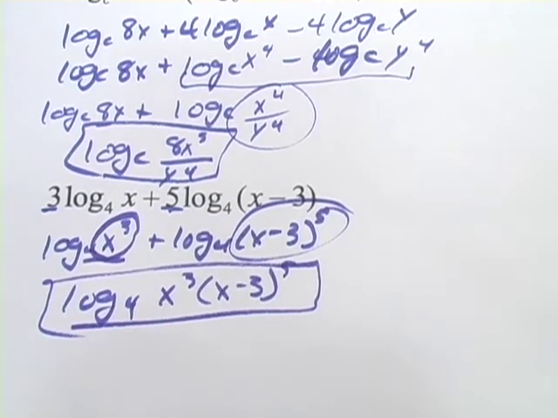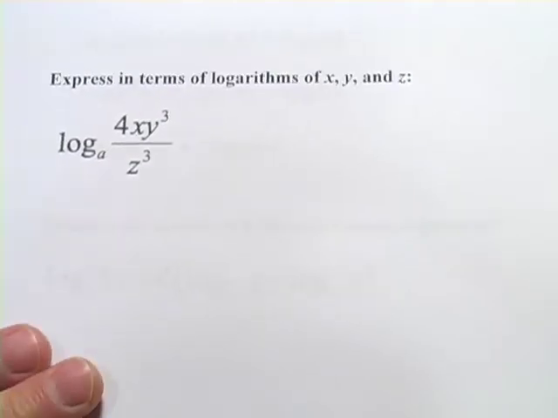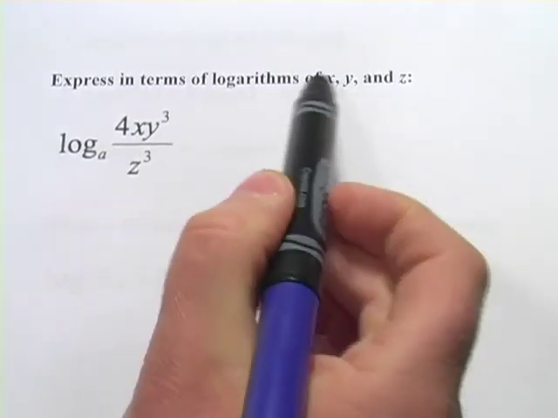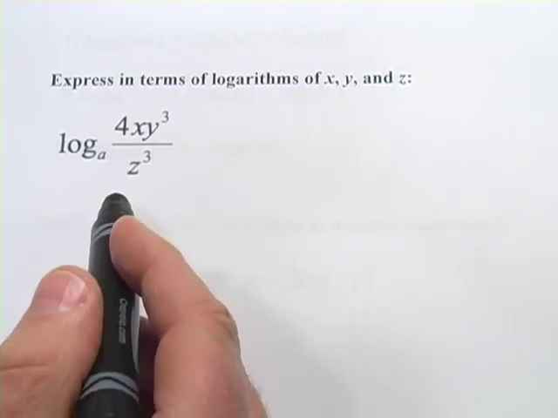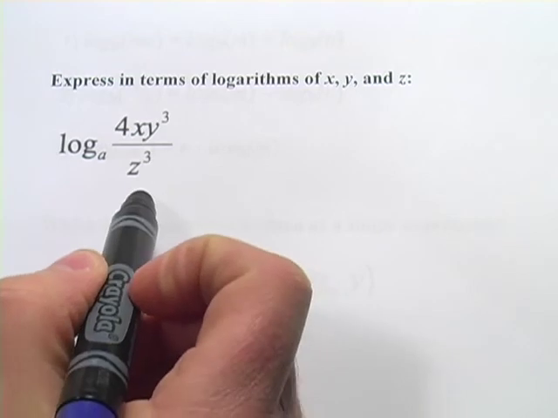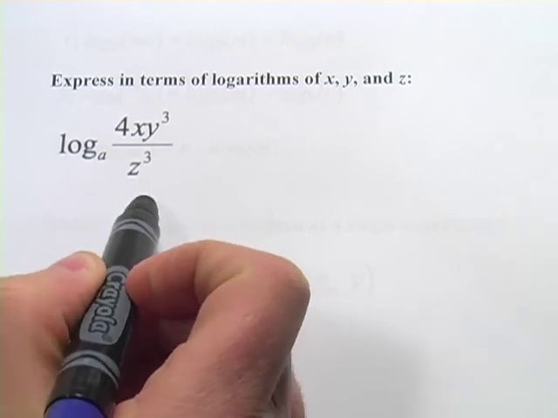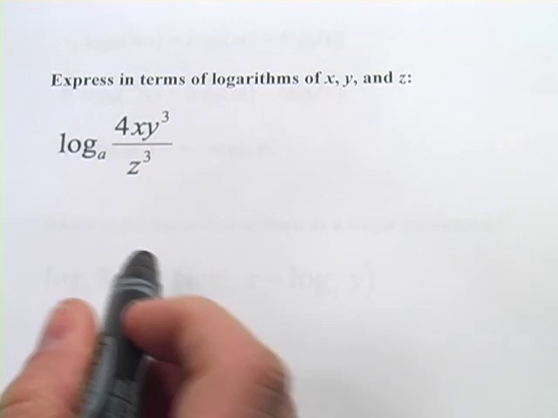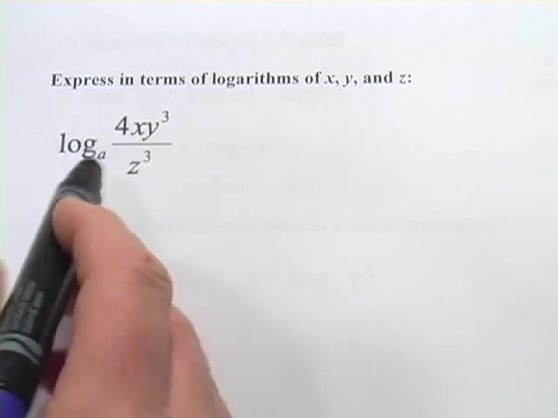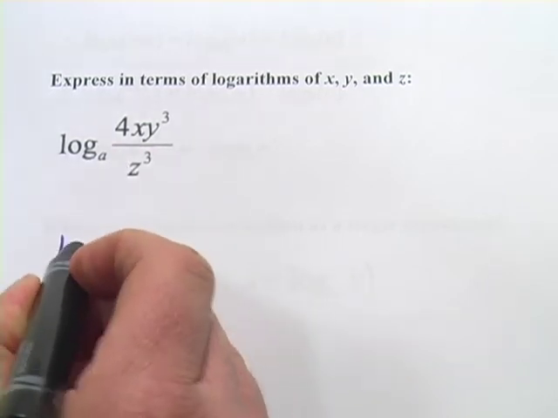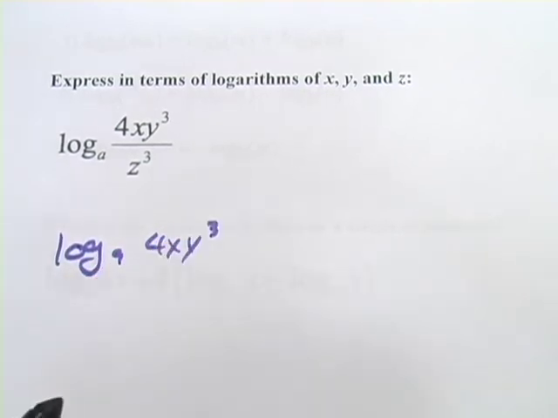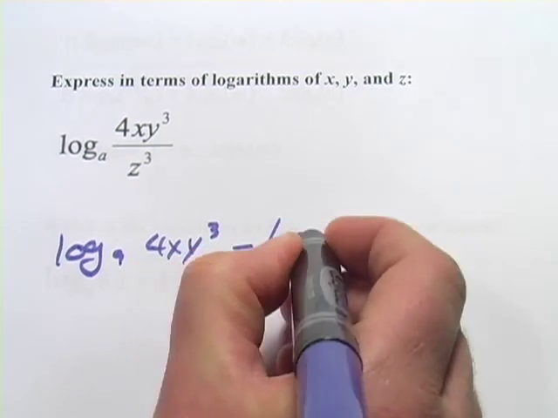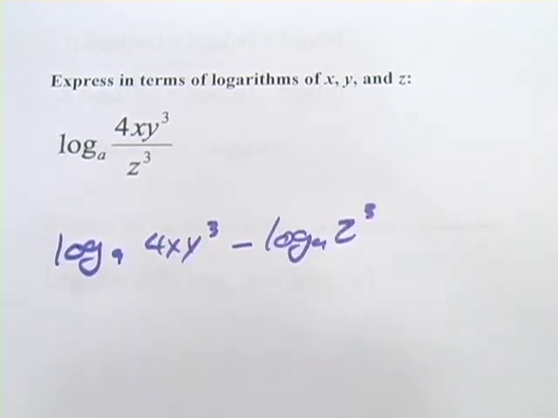So let's try one more where we go the opposite direction here. This one says express in terms of logarithms of x, y, and z. So we want to separate this out. We've got a single expression, and we want to separate it out. Well, you'll notice we have some division, right? So we've got a z to the 3rd on the bottom that's dividing everything. So let's separate it into two parts first. The top part would be log base a of 4xy to the 3rd, and the bottom part would be minus log base a of z to the 3rd.